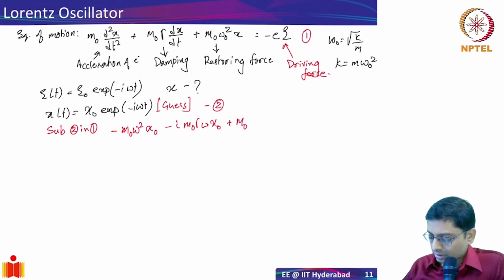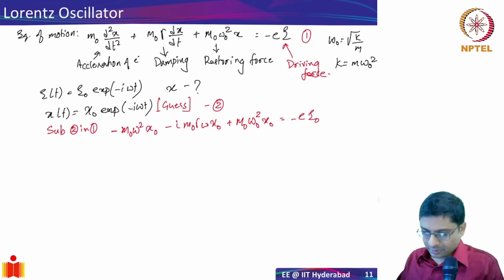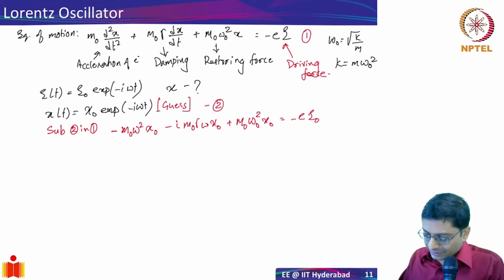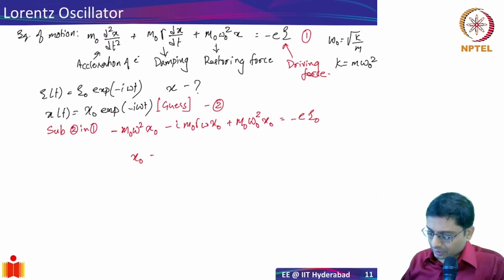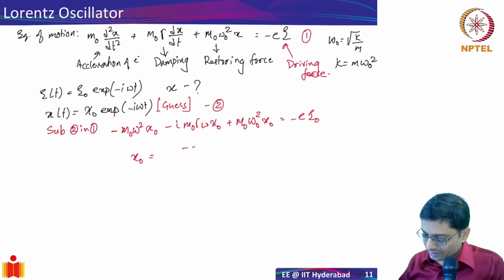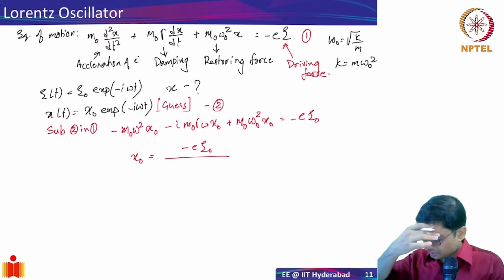M naught omega naught square x naught, and that is equal to minus e naught. Okay, so we have essentially dropped out the x dependencies. So if you write this, you can quickly find out that x naught, you can write out an expression for that. It's going to be dependent on the right hand side, minus e naught, we'll leave it like that. And now let's collect out the terms.